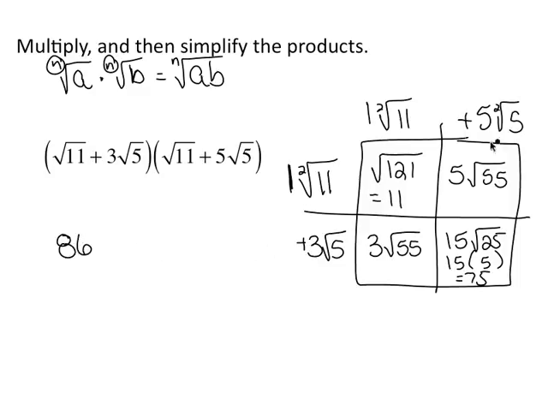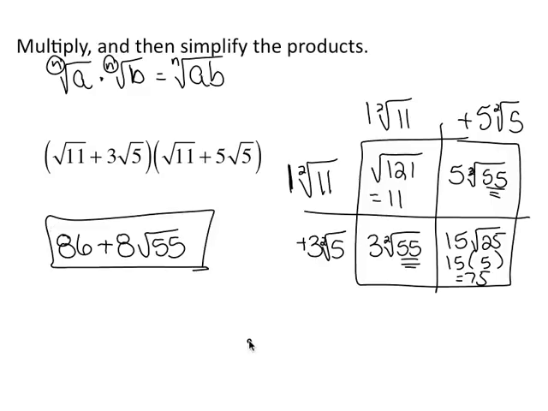And then the rule for adding radical expressions means if you have the same index, which we have here, and the same radicand, so here we have the same index right there, and we have the same exact radicand, same index, same radicand, we can add the numbers on the outside. So 3 plus 5 is equal to 8 square root of 55. So the answer would be 86 plus 8 square root of 55.